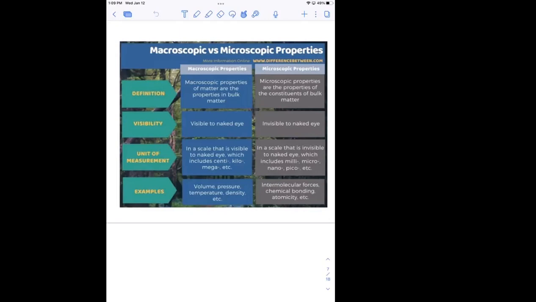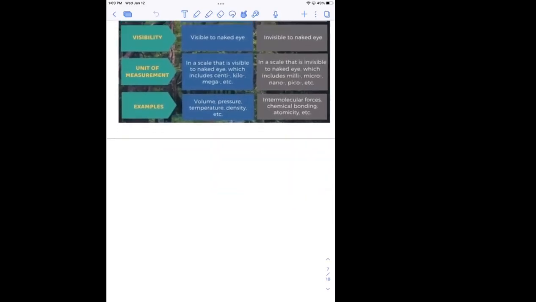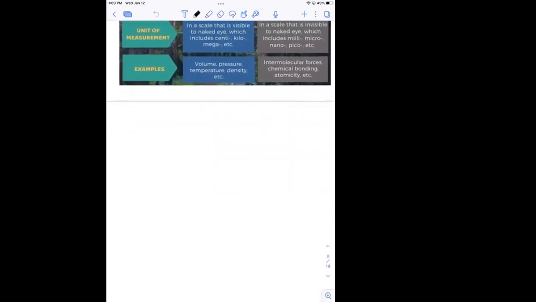So today we're going to shift gears and we're going to start talking about classes of matter, right? So how to classify matter. So today is the 12th, and we're going to talk about classification of matter.